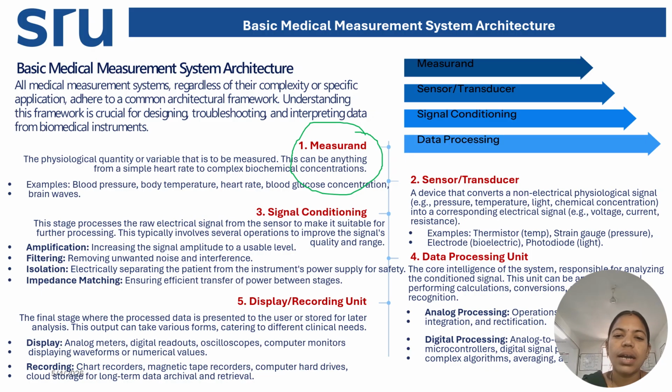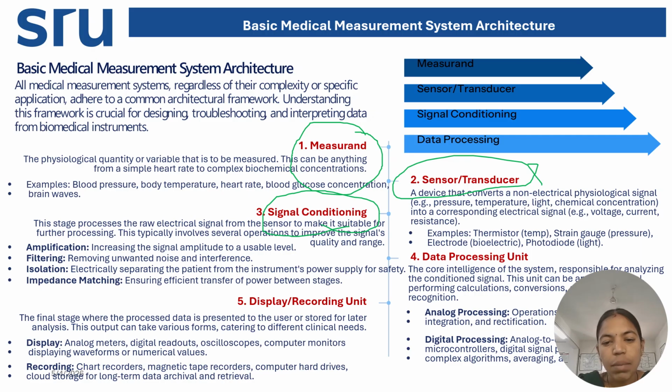Second one, sensor and transducer. What type of sensor and transducer are you using for measuring this? For example, if we are measuring the body temperature, then we take the help of the thermistor, that is the sensor or the transducer. Next, third step is the signal conditioning. After this stage, the raw electrical signal from the sensor is made suitable for further processing like amplification, filtering, isolation and impedance matching.